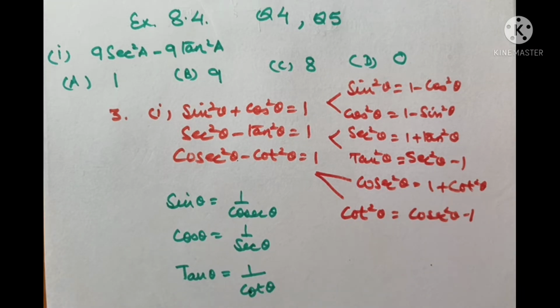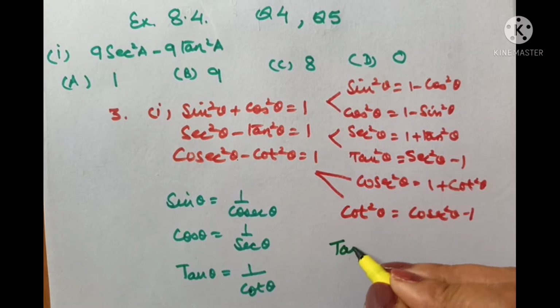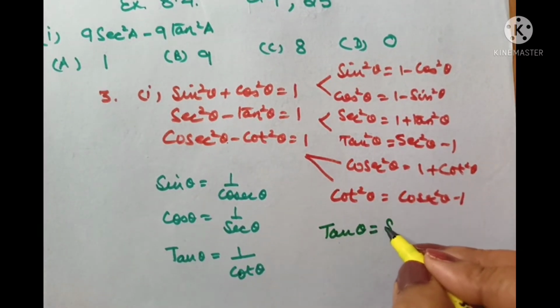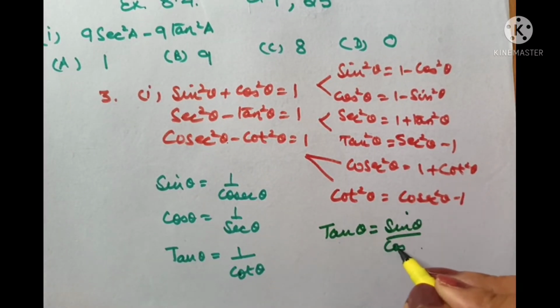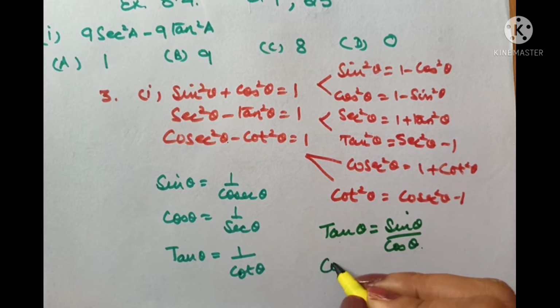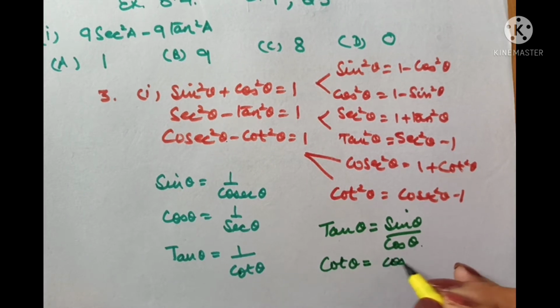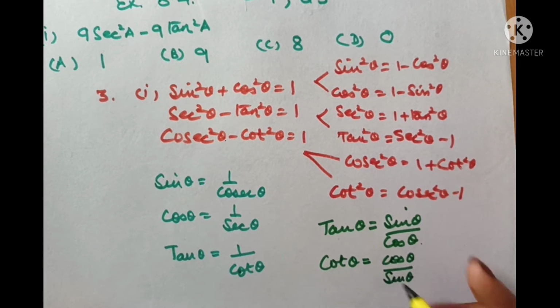And there is one more relationship which is very much used in solving the identities. That relationship is tan theta is equal to sin theta upon cos theta. So whenever we have to make a conversion to sin cos, this relationship is very much helpful. So cot theta will be equal to, obviously since it is the reciprocal of tangent, cos theta upon sin theta. So these are the relationships which are going to be used in questions 4 and 5 of exercise 8.4. Apart from these, you should know complementary angles.